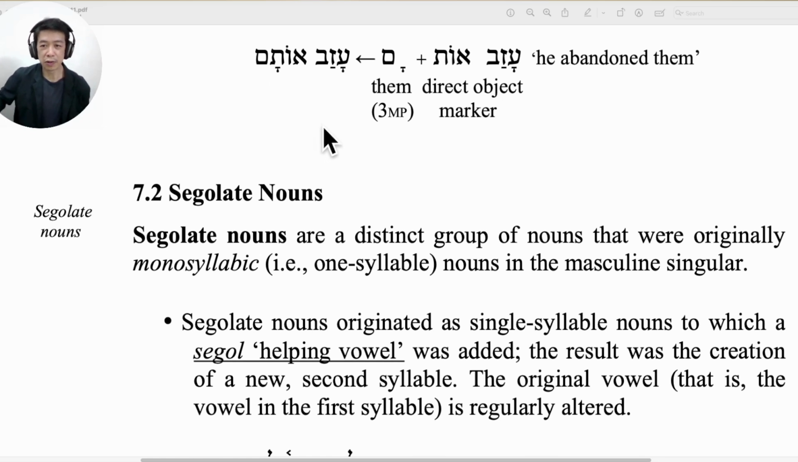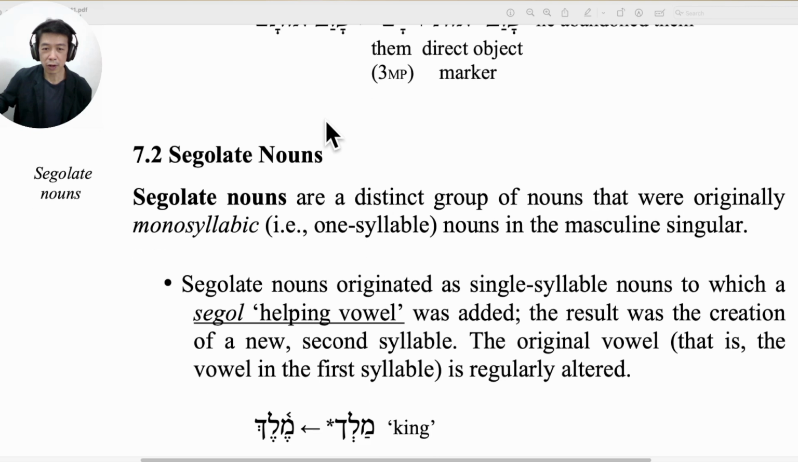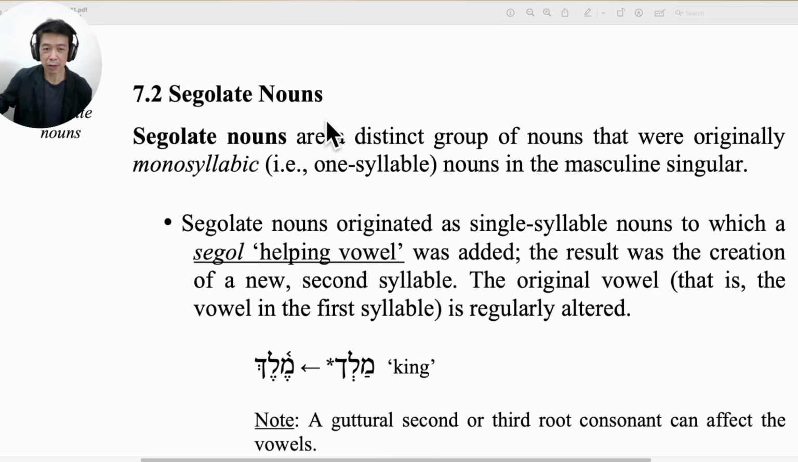Let's take a look at Segolate nouns next. Segolate nouns are a distinct group of nouns that are originally monosyllabic, meaning one syllable nouns in the masculine singular. So the only thing you need to remember about Segolate nouns is there's a helping vowel called the Segol helping vowel, which was added to create a second syllable to make it easier to read.